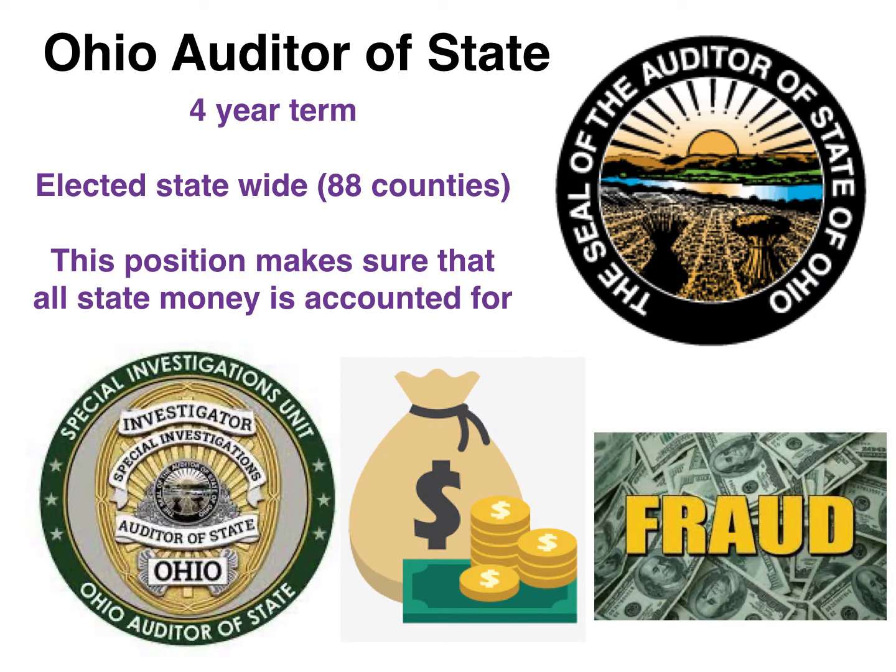The Auditor of State is another part of the executive branch, another office that you run for, and if you get elected, you have more votes than the person running against you.